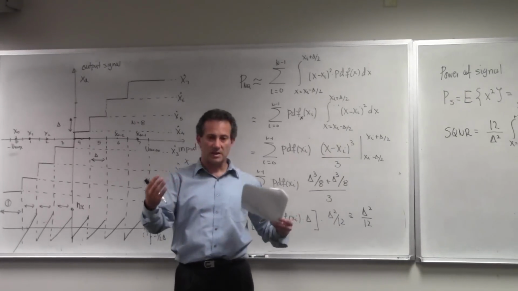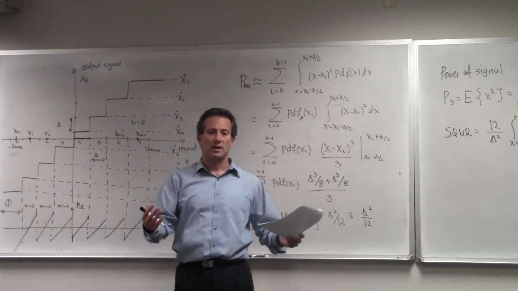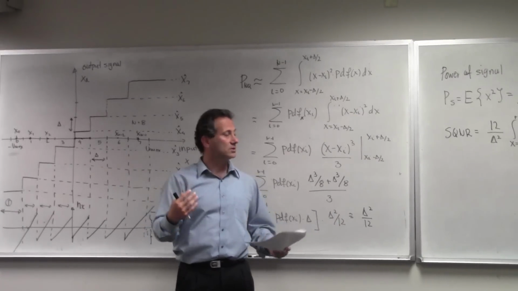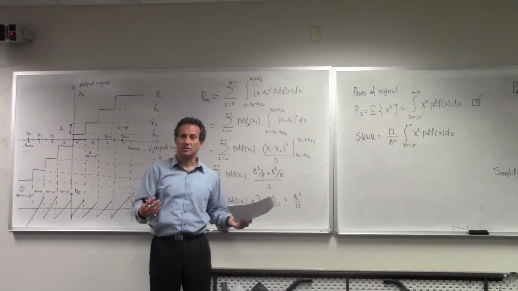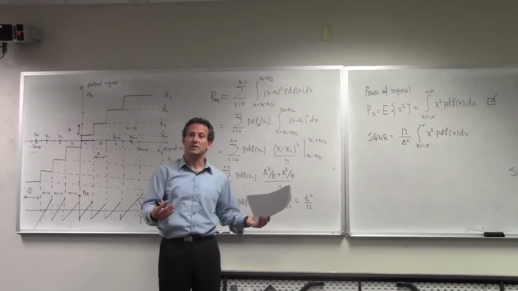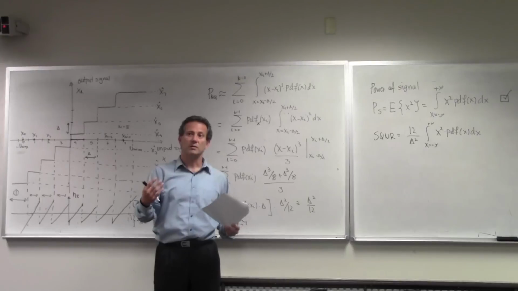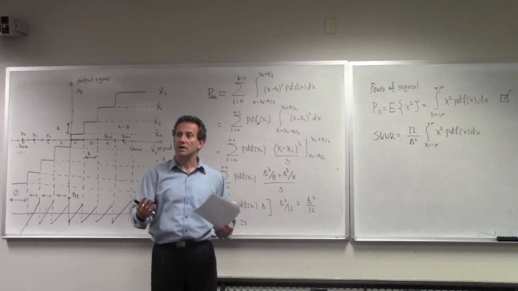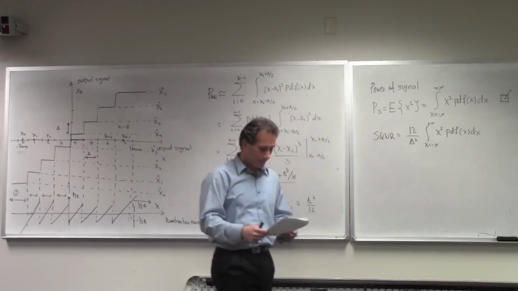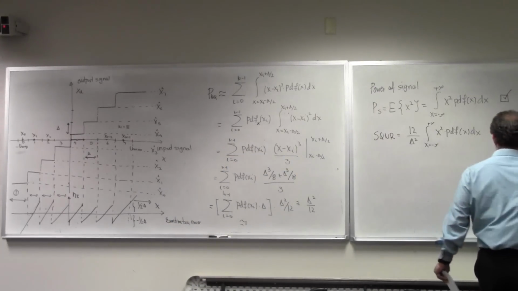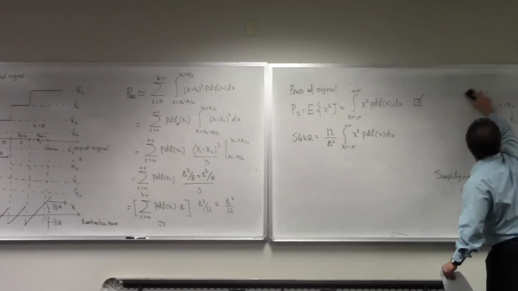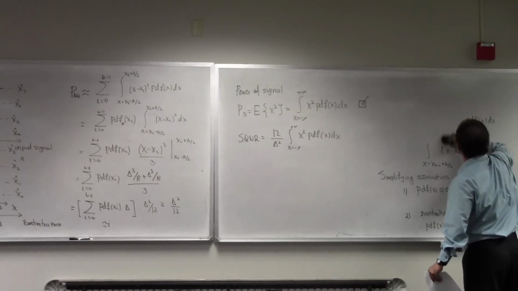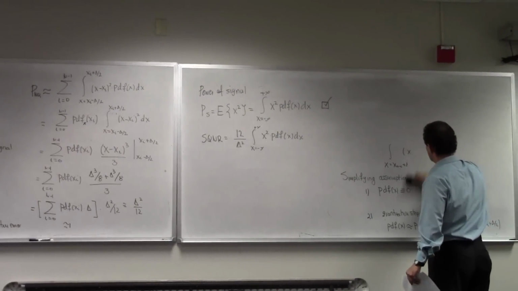But I want to test this on two different examples, and you will see that depending on the statistics of your input signal, your signal to quantization noise ratio will change. It will change as a function of the PDF of the input signal. We want to understand why that's the case, and then see how we correct for that. Okay? So let me test all of these formulas using two simple cases.